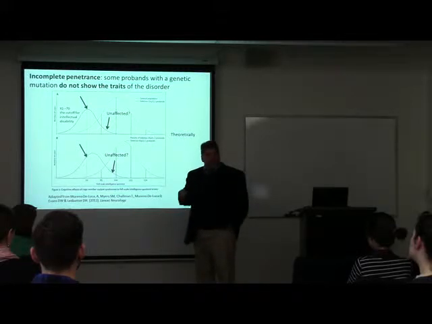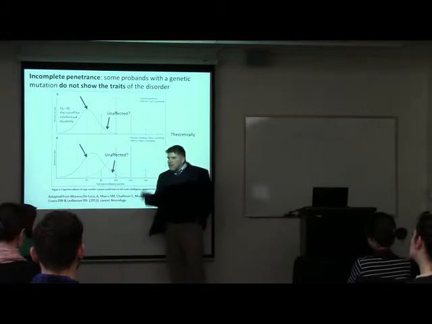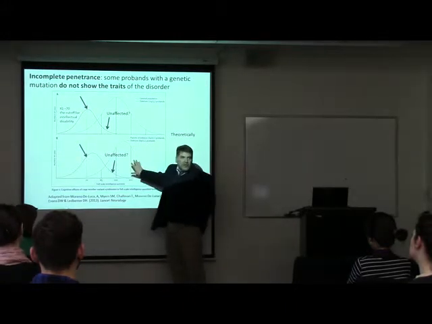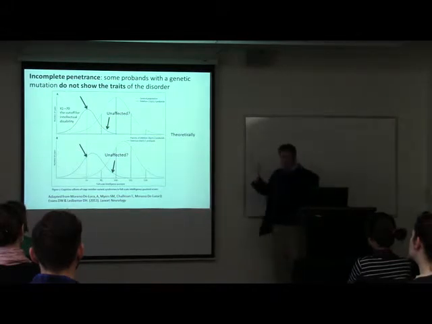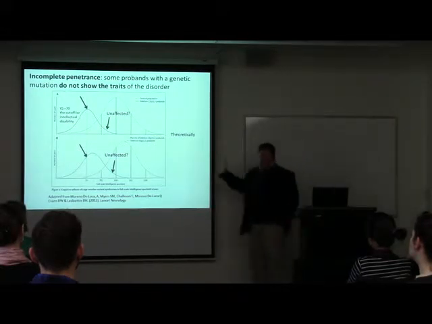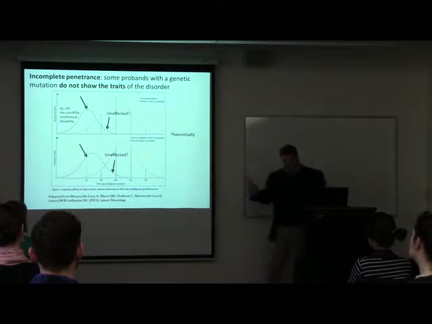But their IQ is very much in normal range, therefore unimpaired, therefore incomplete penetrance. Okay? And in our paper and in the subsequent work we've done, we're kind of challenging this idea of incomplete penetrance.